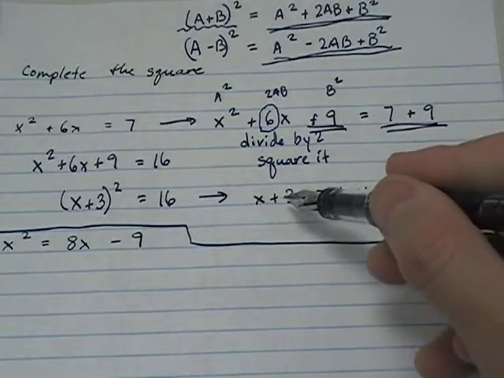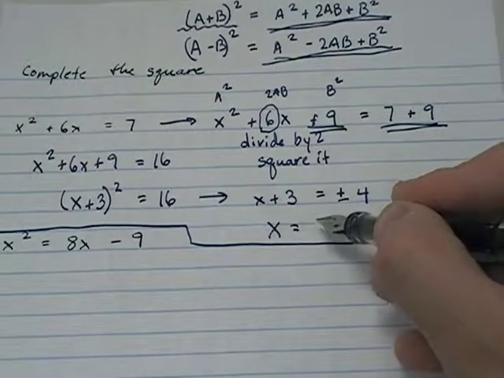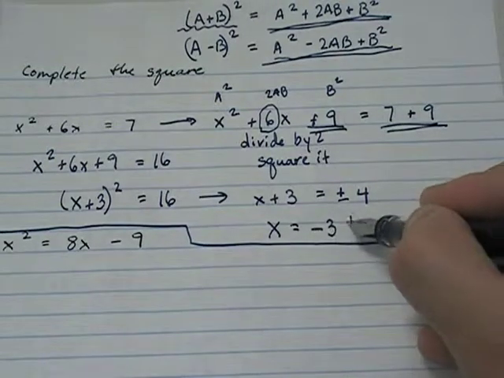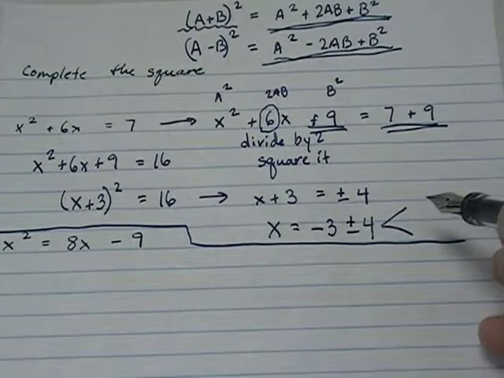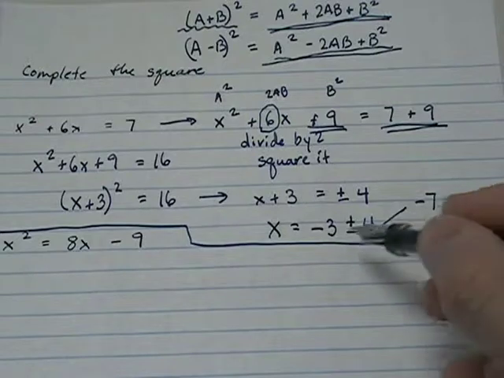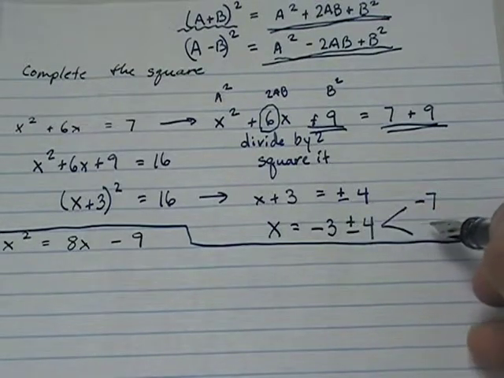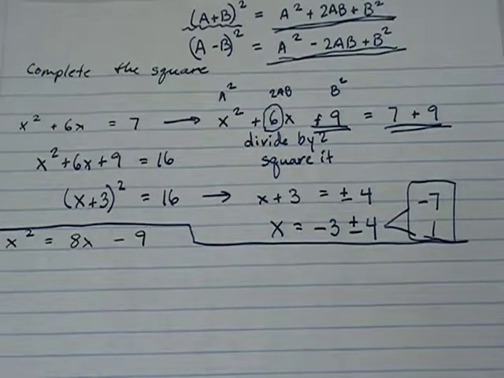Now, move this 3 to the other side of the equation, and what do you get? You get x equals negative 3 plus or minus 4. I always like to break my answers up like this. Negative 3 minus 4 is negative 7. Negative 3 plus 4 is 1. And so those are your two answers, negative 7 and 1.